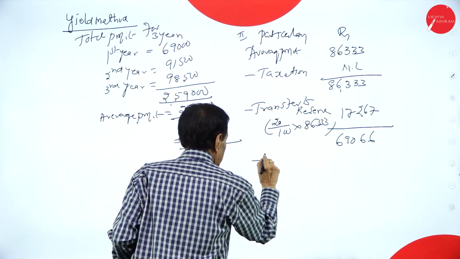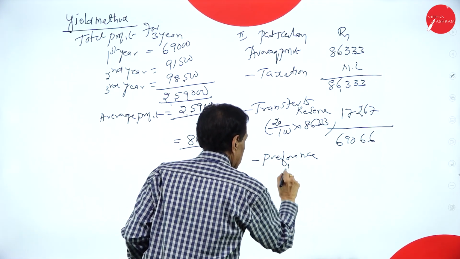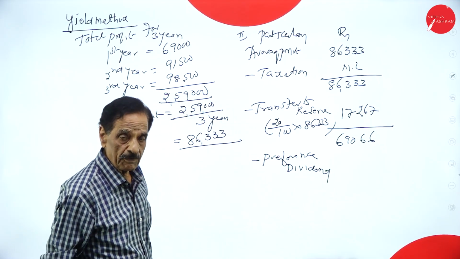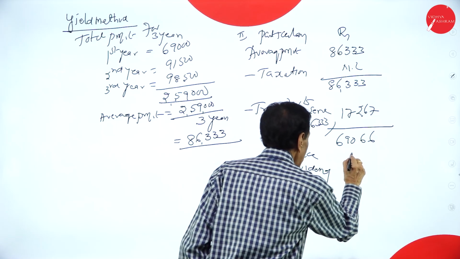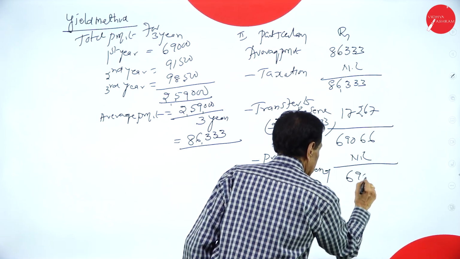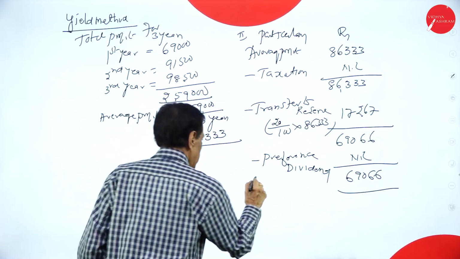Minus preference dividend. There is no preference share capital, so the question of preference dividend won't come. Nil. It becomes 69,066, the profit available to equity.